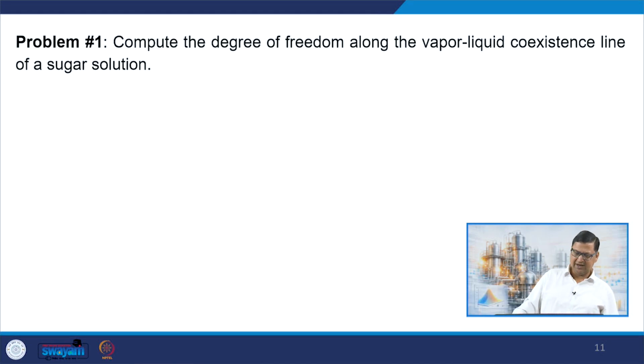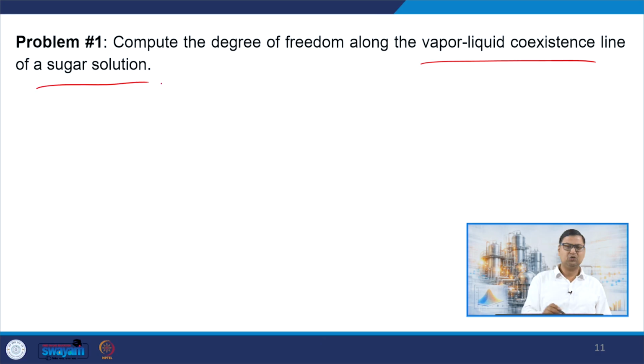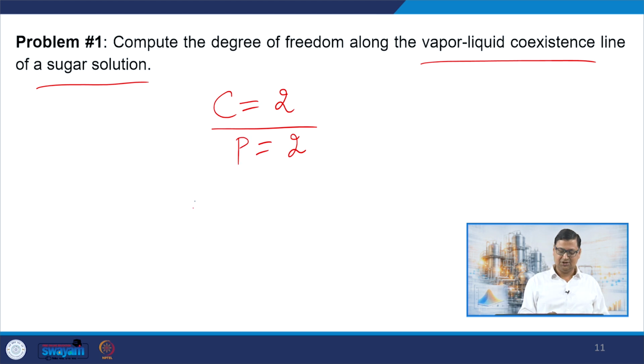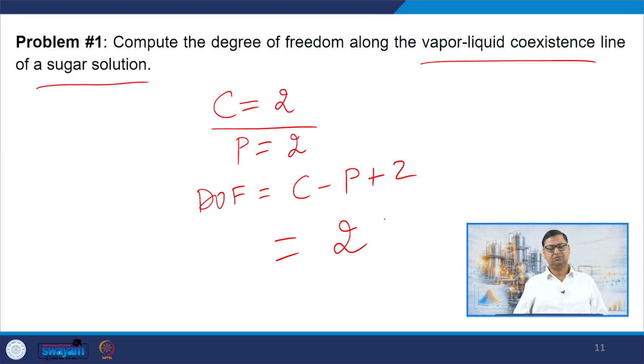So, we can go ahead and do multiple examples. Let me do one quick example here. If we have a vapor liquid coexistence line of a sugar solution, in that case, unlike pure water, now we have 2 components. We are looking at the coexistence line of vapor and liquid. So, we have P is equal to 2. So, degree of freedom is again given by the Gibbs phase rule, C minus P plus 2, and then this becomes equal to 2 for this case. In the case of pure water, it was 1, but now it is 2. Here we can change maybe the composition of sugar and the temperature together.